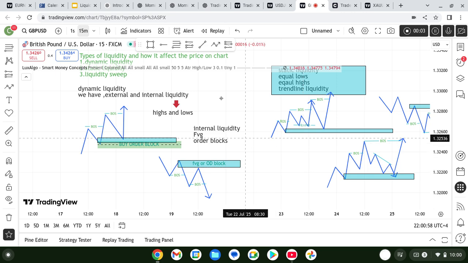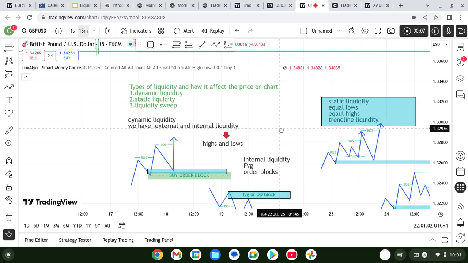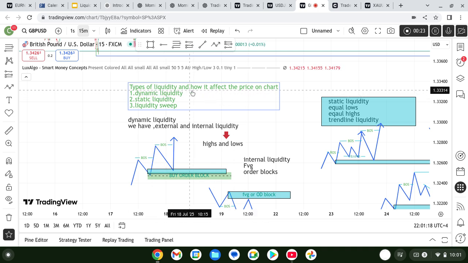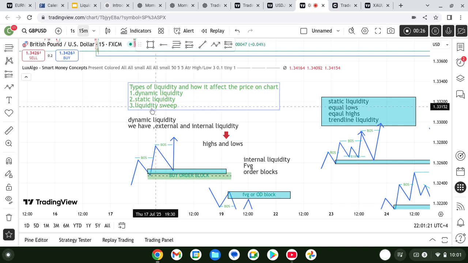Hello guys, today I'm going to talk about liquidity using smart money concept and how different types of liquidity affect price on the chart. First of all, we have dynamic liquidity, static liquidity, and liquidity sweep.